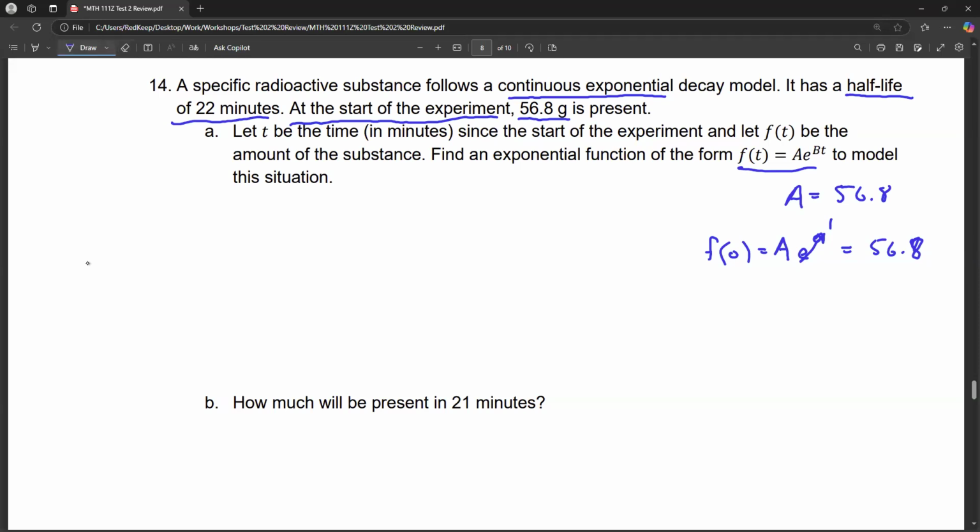Okay, so I think that's all set. We got our a value. Now, how do we solve for our b value? This is going to take a little bit of clever work here.